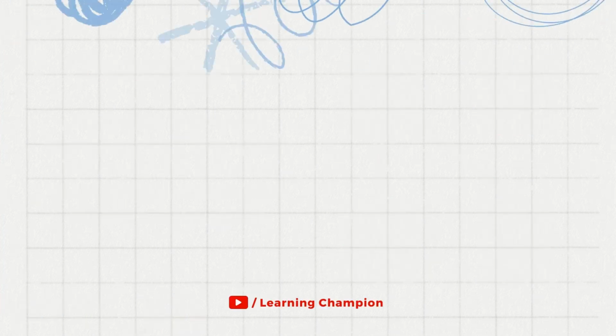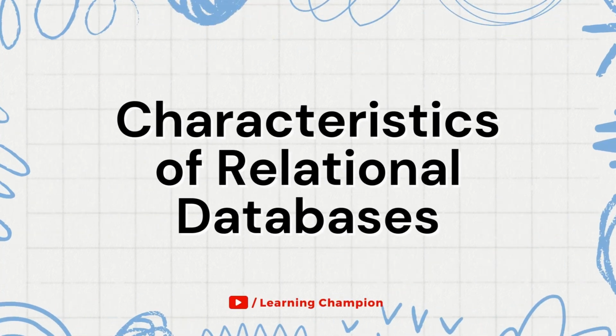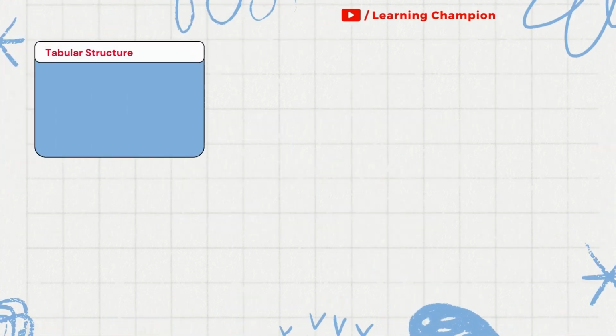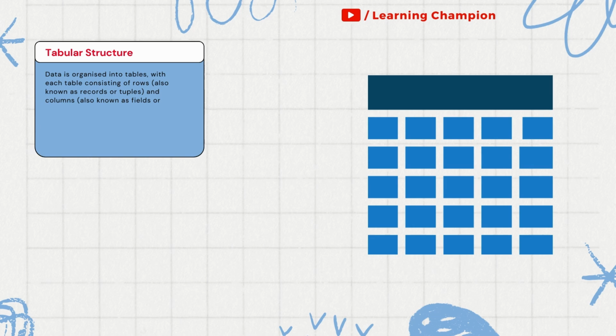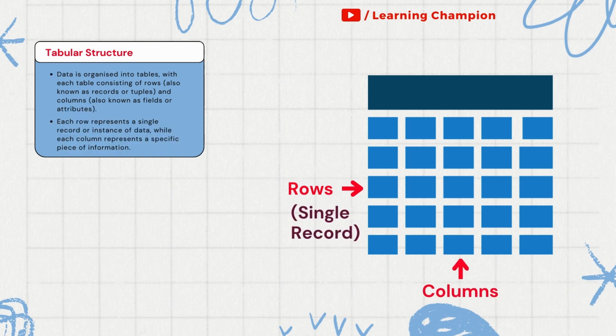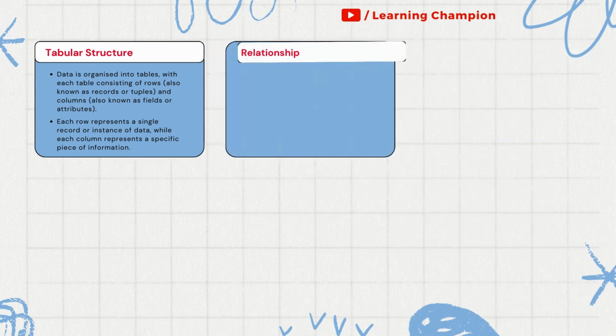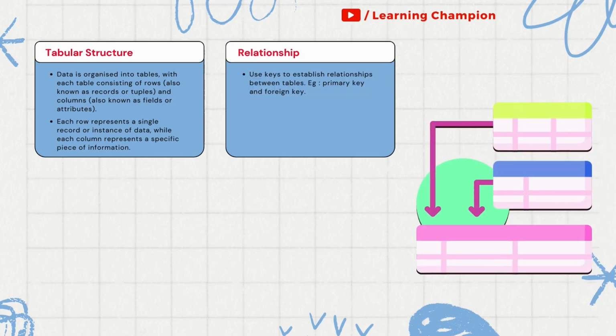Some key characteristics of relational databases are: Tabular structure. Data in a relational database is organized into tables, with each table consisting of rows, also known as records or tuples, and columns, also known as fields or attributes. Each row represents a single record or instance of data, while each column represents a specific piece of information. Relationship. Relational databases use keys to establish relationships between tables. Example, primary key and foreign key.